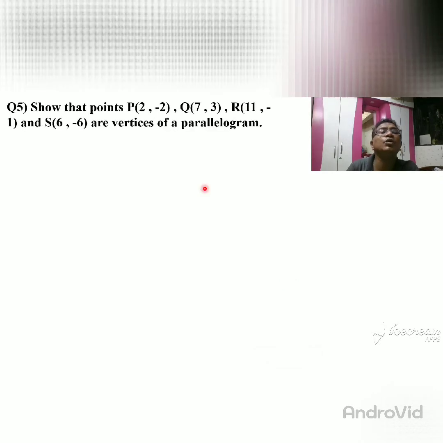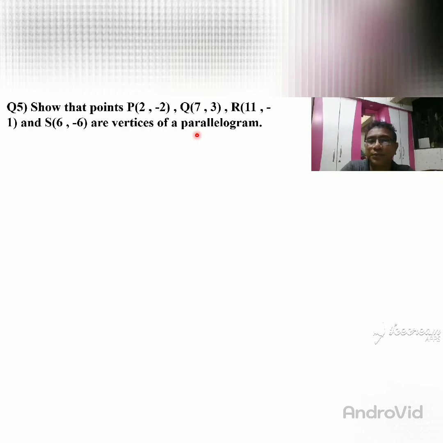So see, show that the points P(2, -2), so the P point coordinates are 2 and minus 2. Q point coordinates are 7 and 3. R point coordinates are 11 and minus 1. And S point coordinates are 6 and minus 6 are the vertices of a parallelogram. So you want to prove that these four points P, Q, R and S are the vertices of a parallelogram.